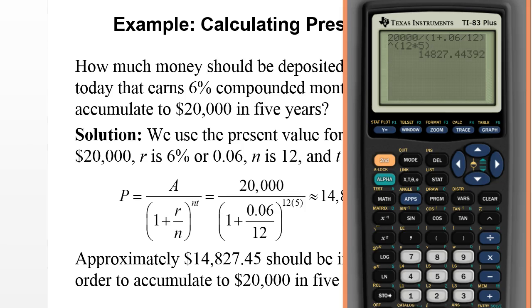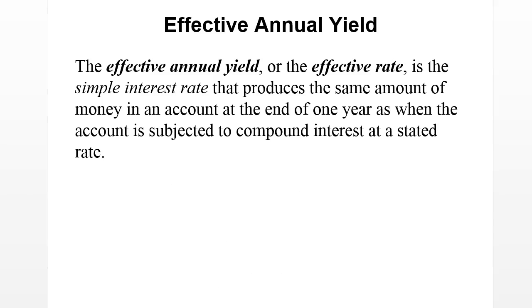Alright, so there's where that 14,000 is coming from. Just make sure that if you have a scientific calculator, learn to use those parentheses to get it to do what you want it to do. Alright, a concept called effective annual yield.